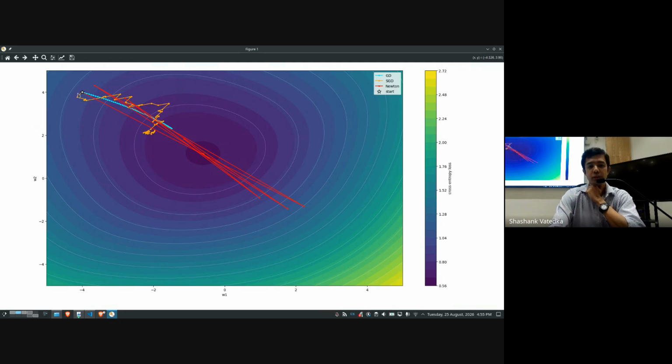On the other hand, stochastic gradient descent, because it's a stochastic method, jumps around quite a bit, but eventually it doesn't do much better than gradient descent itself. Right? Newton's method seems to be fluctuating a lot more wildly, but it's actually getting closer to the point of minimum.